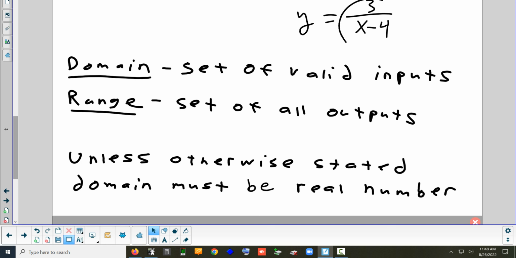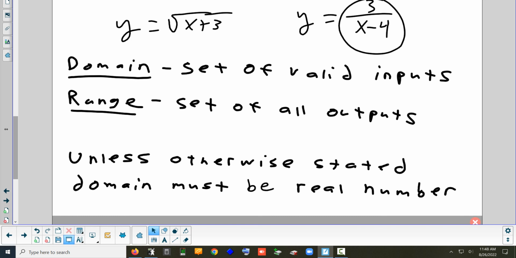So that's one big thing you have to look for when you deal with domain. Could you plug in a number that causes you to divide by zero? If you could, that's bad. That can't be in your domain. The other thing you have to be careful with is with square roots. You can only take the square root. Well, actually, say it this way. What kind of number can you not take the square root of?